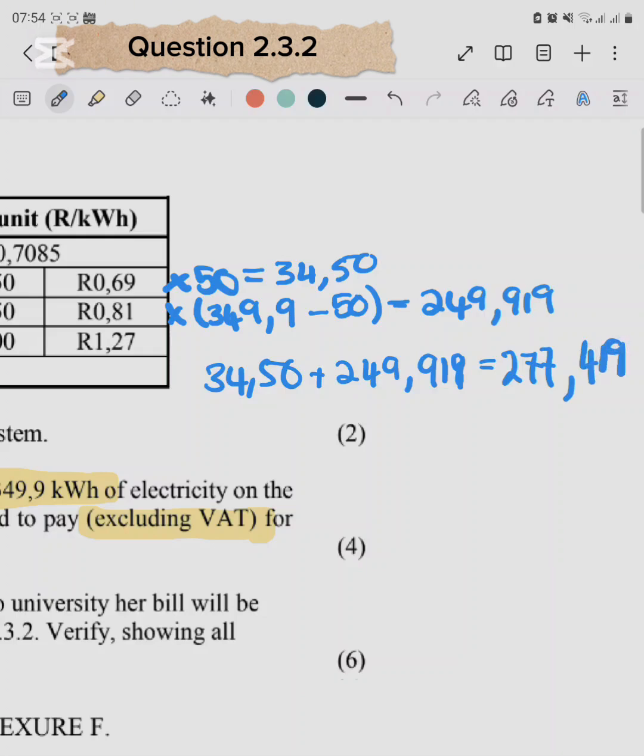Then, remembering it is money, and we always round money to 2 decimal places, you would say that is approximately equal to rands 277,42. And that should be your final answer.